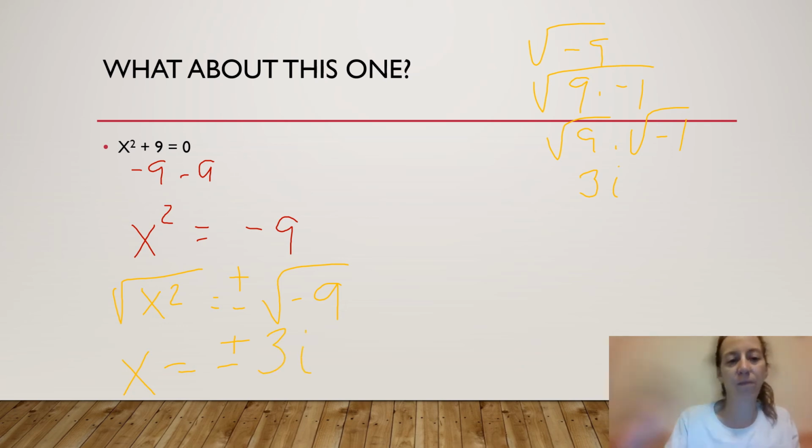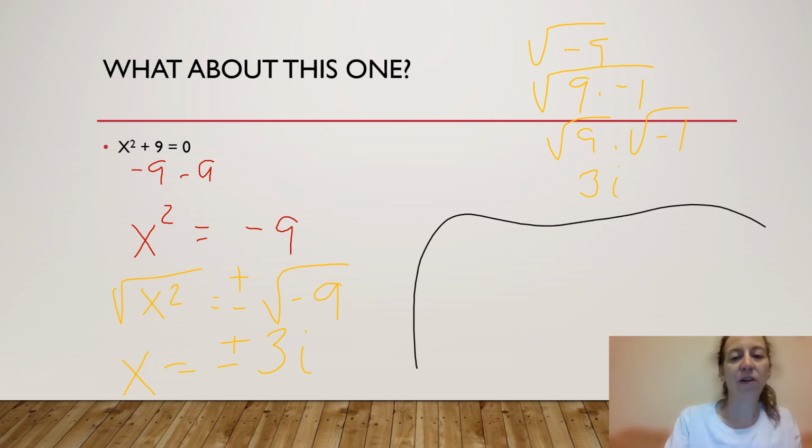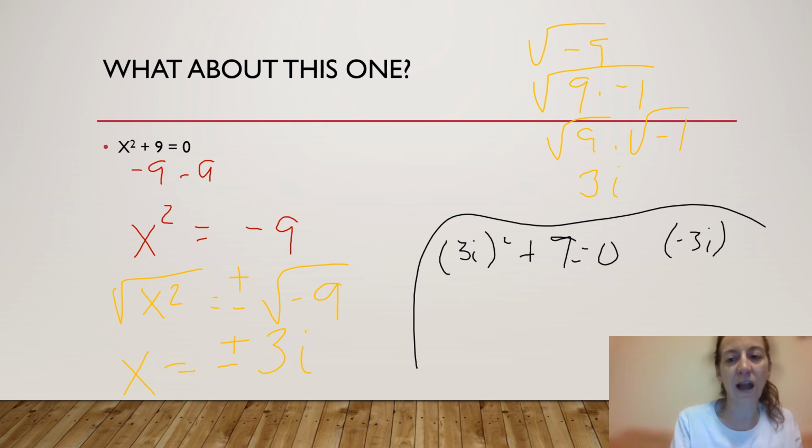Now, just to make sure that we remember our definitions of solutions, remember the solution to an equation is the value of the variables that make the equation true. That's what a solution is. That's what it always is. So if I take 3i and plug it into that equation, or if I take -3i and plug it into that equation, they should both work.